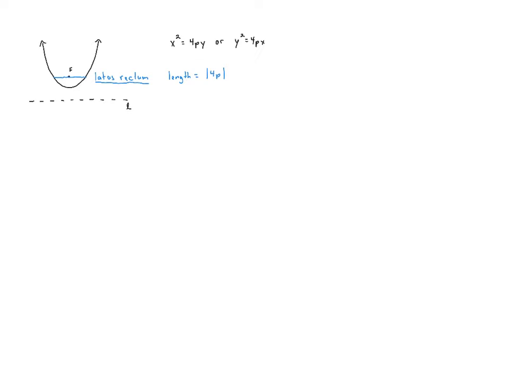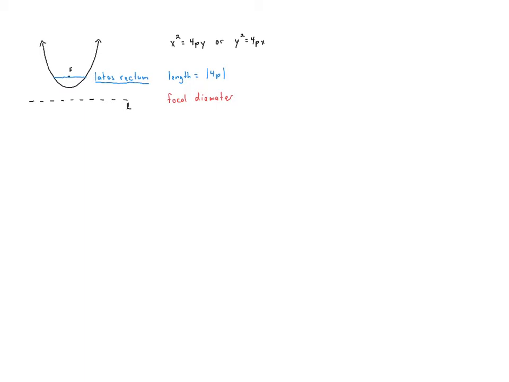And once we've done that, we can look at this length, which has a special name. It's actually called the focal diameter. We know the diameter of a circle is the distance from one end to the other. The focal diameter of a parabola is kind of the distance from one end to the other that goes through the focus. And once we have the focal diameter, we can use that to sketch a nice graph of the parabola.